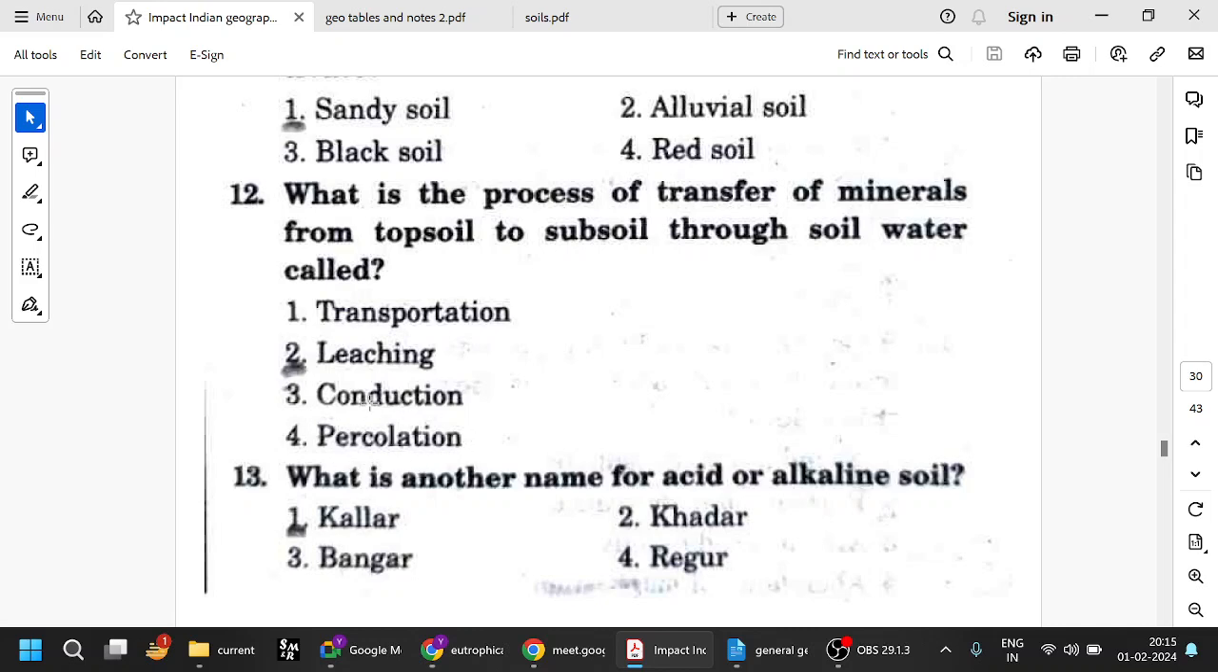Percolation is when there are too many stones, boulders and small rocks, so between the stones you have a lot of space. Water seeps in through that gap between two stones. That is called percolation.